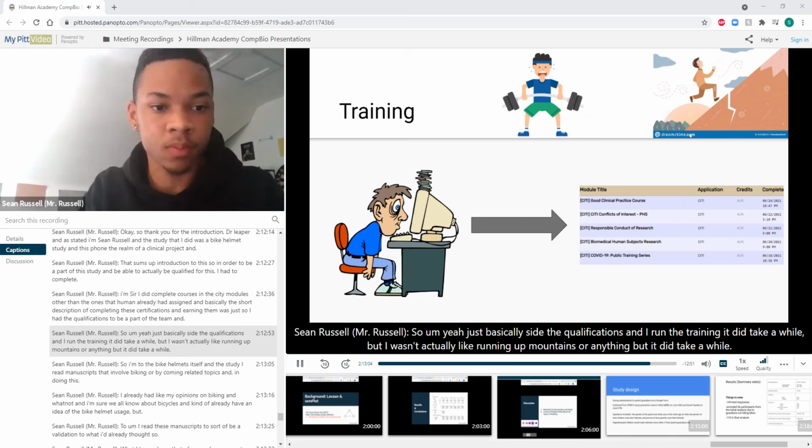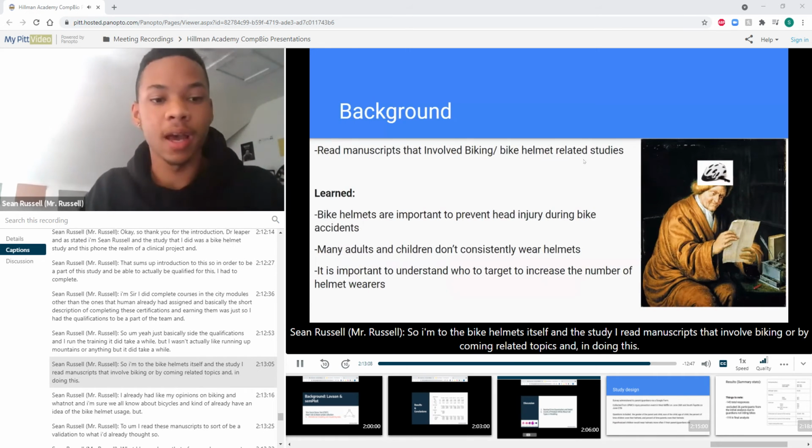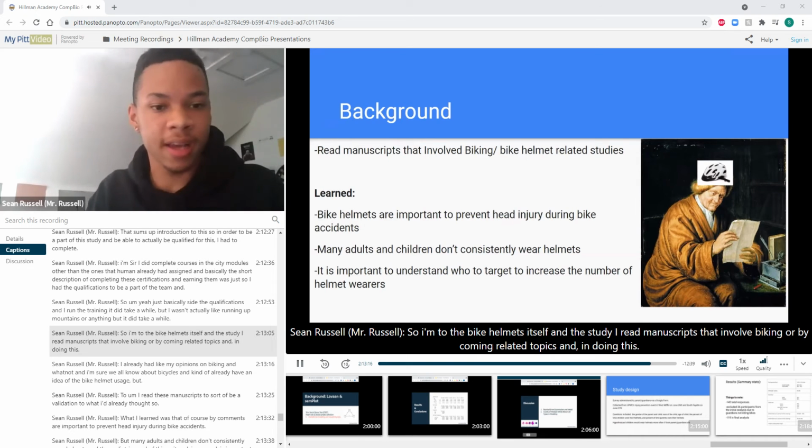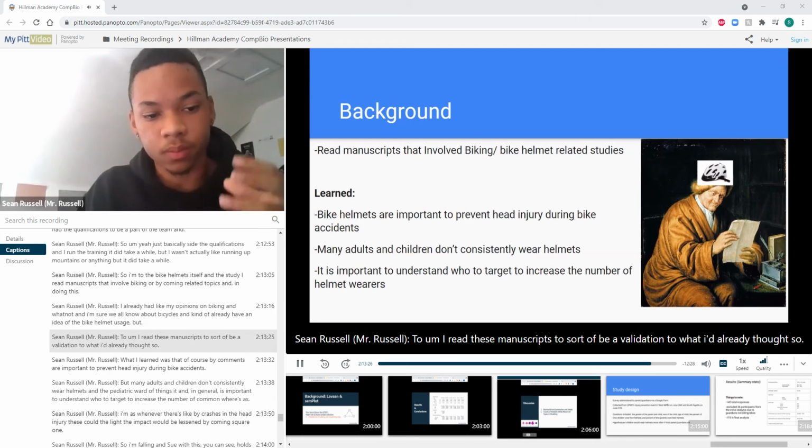So, to the bike helmets itself and the study, I read manuscripts that involved biking or bike helmet related topics. In doing this, I already had my opinions on biking and whatnot. I'm sure we all know about bicycles and already have an idea of the bike helmet usage. But I read these manuscripts to sort of give validation to what I'd already thought.